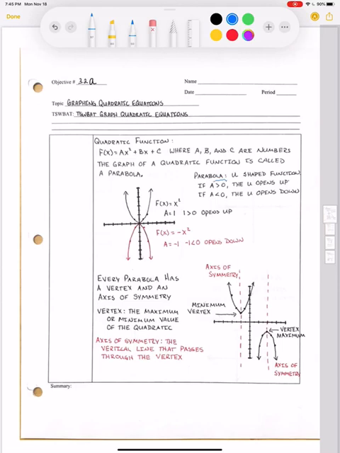A parabola is a U-shaped function that either opens up or down depending on the a value. If a is greater than 0, meaning it's 1, 2, 50, or a third or a fourth or 0.75, as long as it's bigger than 0, the parabola will open upwards, like you see here. If a is less than 0, meaning it's negative 1, negative 2, negative 50, negative a third, negative 0.5, as long as it's negative, your graph's going to open downward, okay? That's what you can see here.